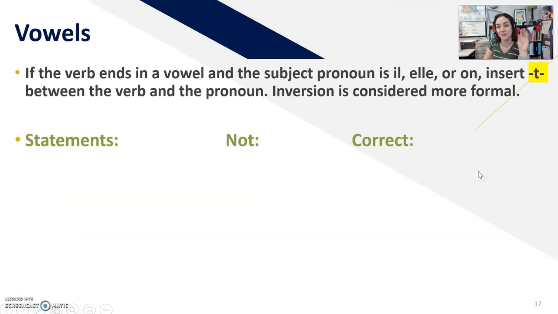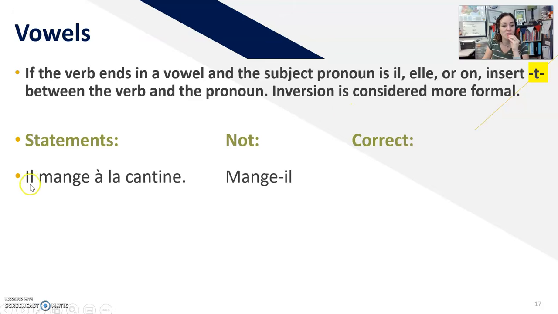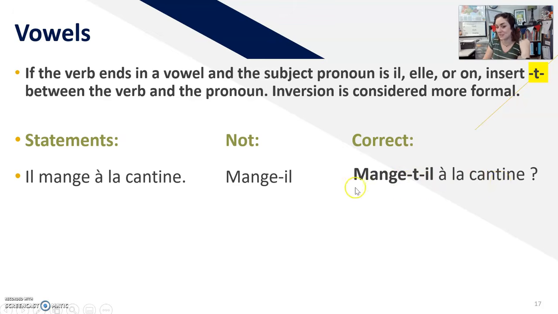What if there are some vowels near each other? We're going to have a little bit of a pronunciation problem. If the verb ends in a vowel, which a lot of ER verbs for il and elle do, and if the subject pronoun is il, elle, or on, which starts with a vowel, we're going to have a little bit of a clash here. So if you say, il mange à la cantine, he's eating in the cafeteria. I cannot just flip mangil. Mangil won't work. Instead, we are going to insert, seems weird, looks weird, feels weird, but you'll get used to it. Insert a little T in there. Mange-t-il. And you hear that T and you can see it. Mange-t-il à la cantine? Is he eating in the cafeteria?